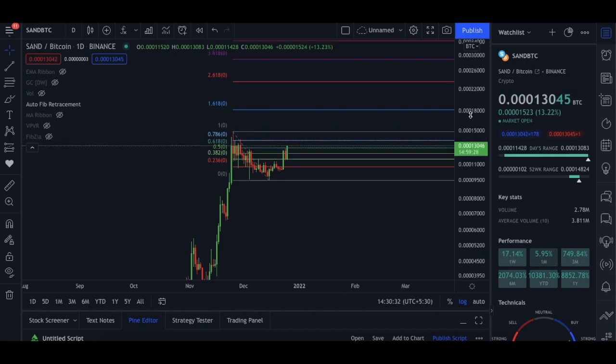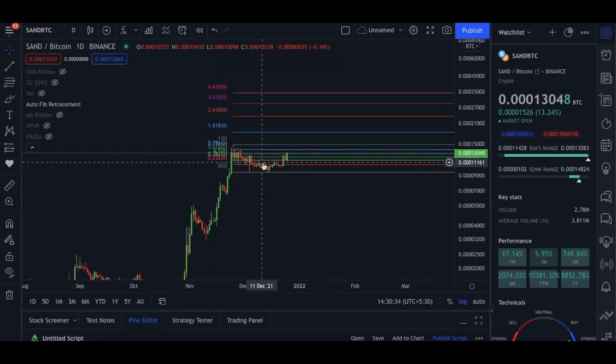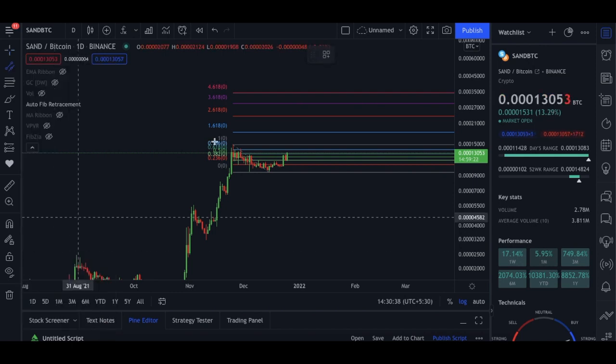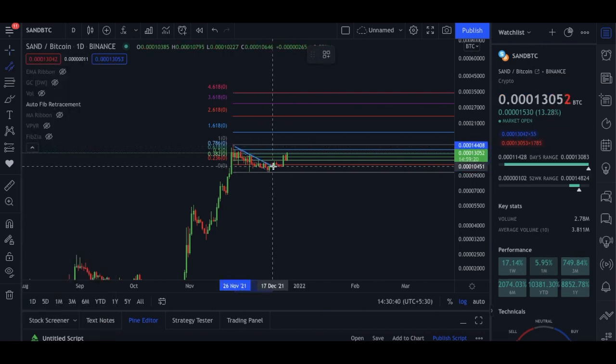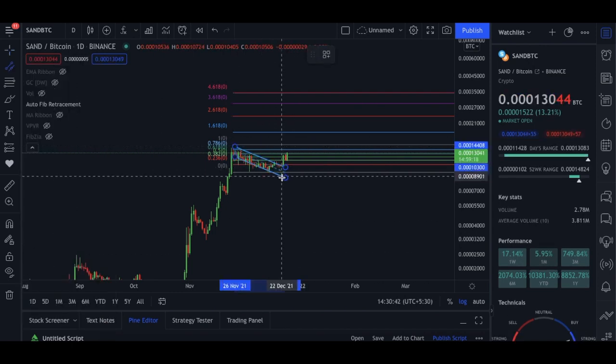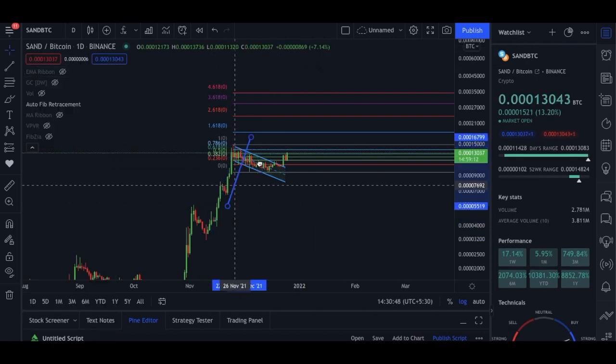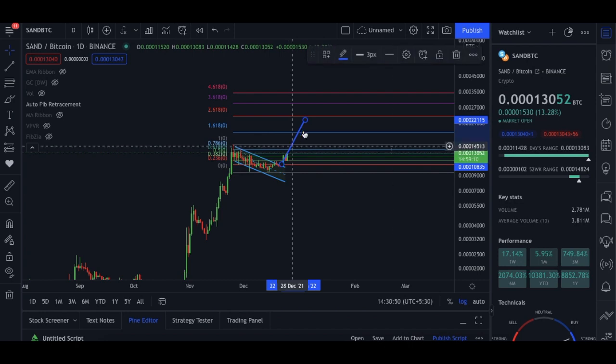But it is important to note that this right here was kind of a bull flag, right? As you can see right here, this was kind of a bull flag. We broke above this bull flag, and the price target for this, this is the flagpole, comes to about 22,000 Satoshis. That is approximately an 80% increase from the current price. That is also very possible for Sandbox against the Bitcoin.